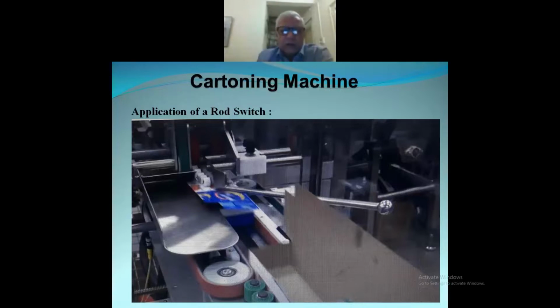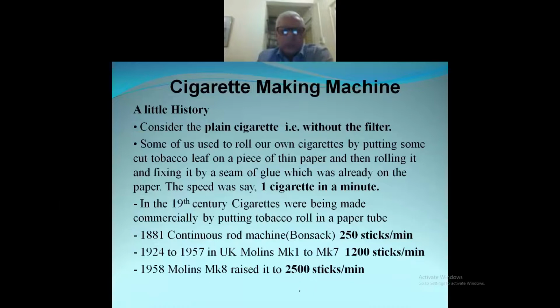Now let us go to a slightly complicated area of cigarette making. I am considering only plain cigarettes in which there is no filter. That means something like the old Charminar or Panama. You will remember that some of us used to roll our own cigarettes by putting some amount of cut tobacco on a piece of cigarette paper, then rolling the paper around the tobacco, and then securing it with a seam of adhesive.